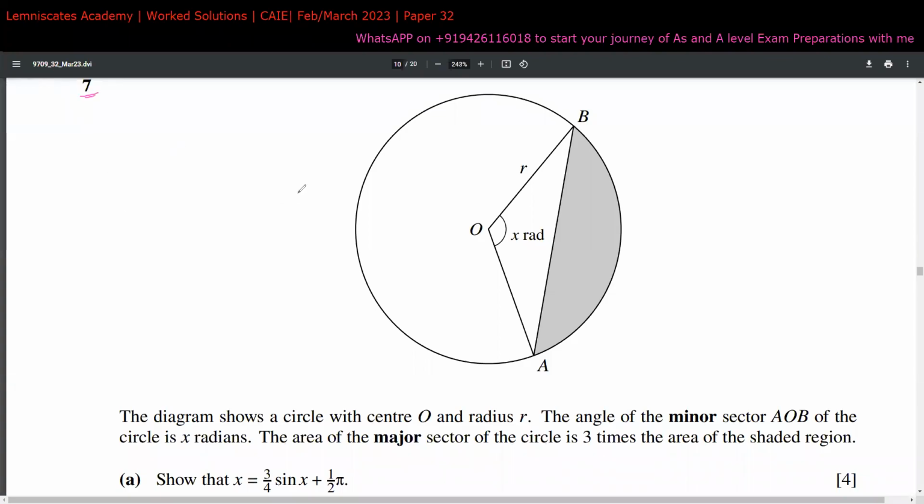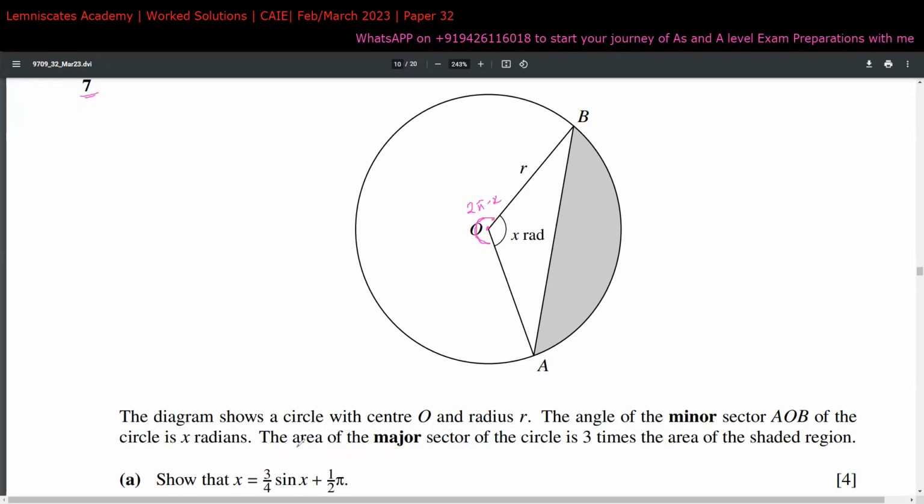Now for the seventh question of this paper, we are given this circle with center O and radius R. Now there are two sectors which can form inside a circle when we are trying to divide it into sectors. One is the minor sector and the other one is the major sector, the one that is right opposite to it. So if this is x radians, this becomes, from whole to pi, if you take away x, you will be getting this angle, and that will be 2 pi minus x.